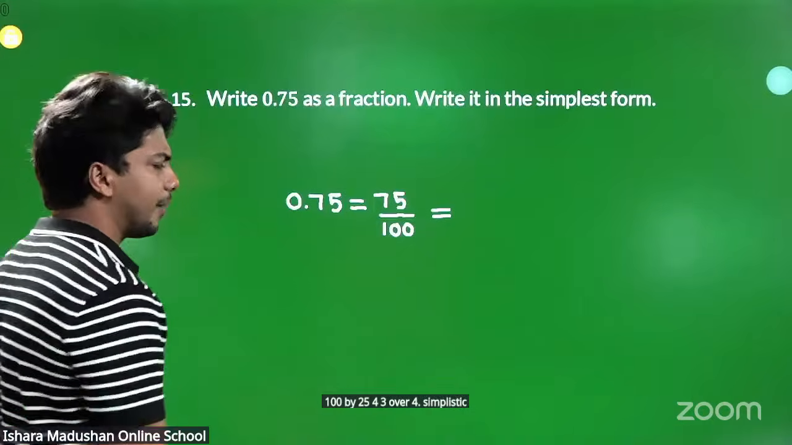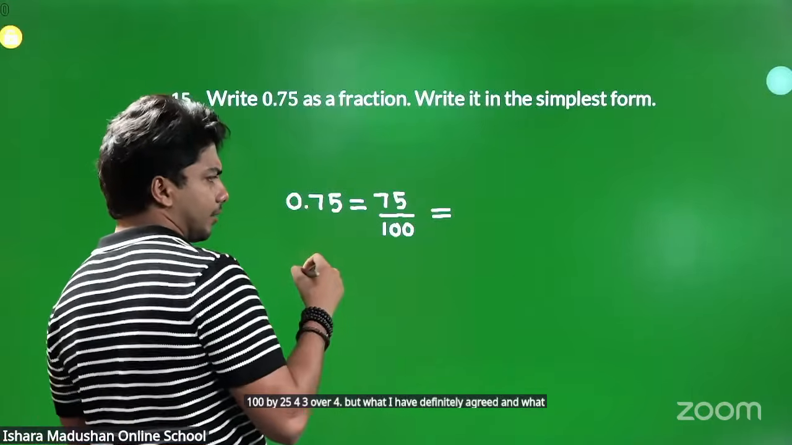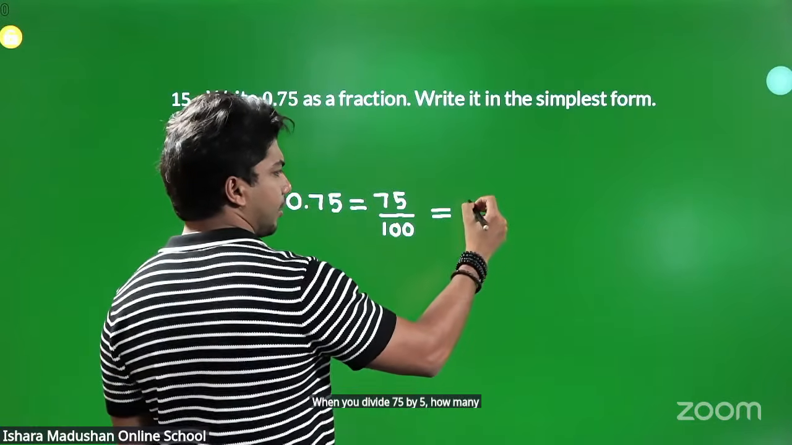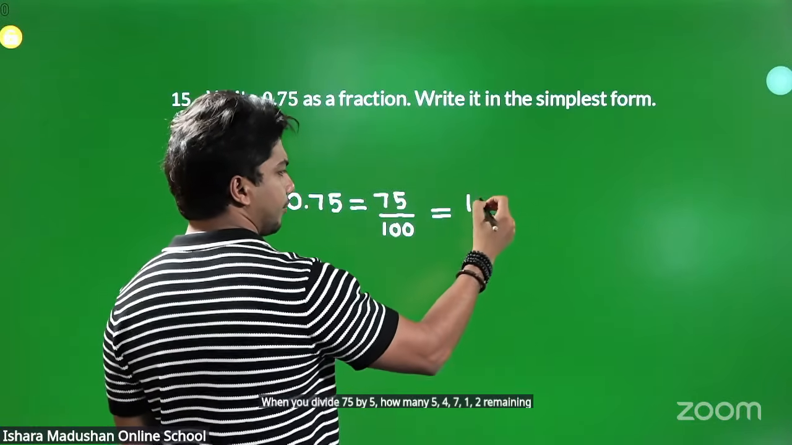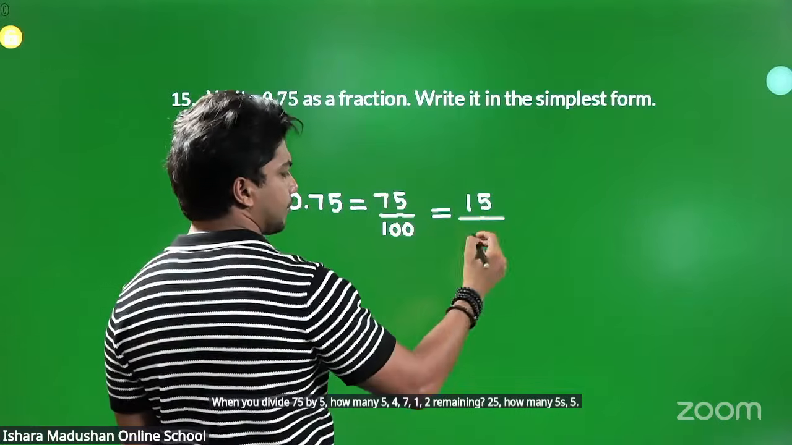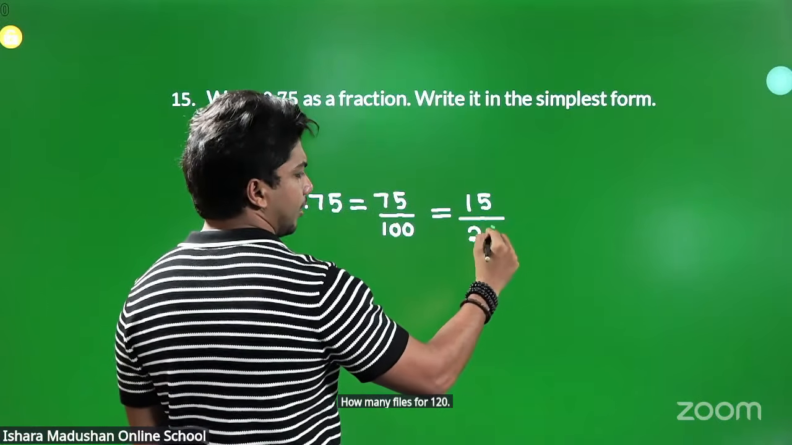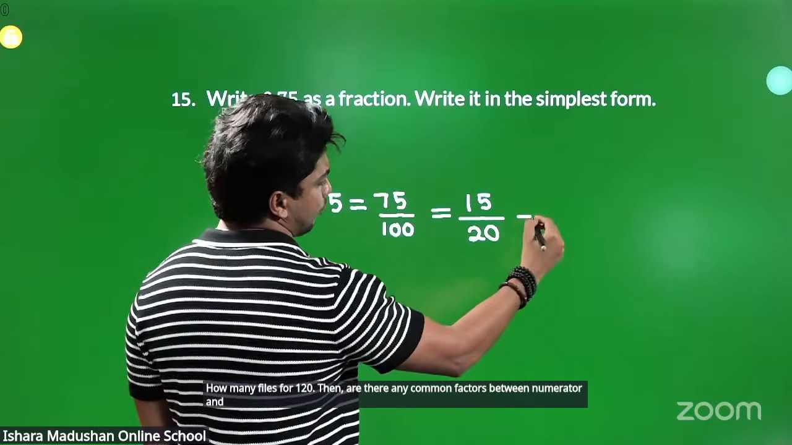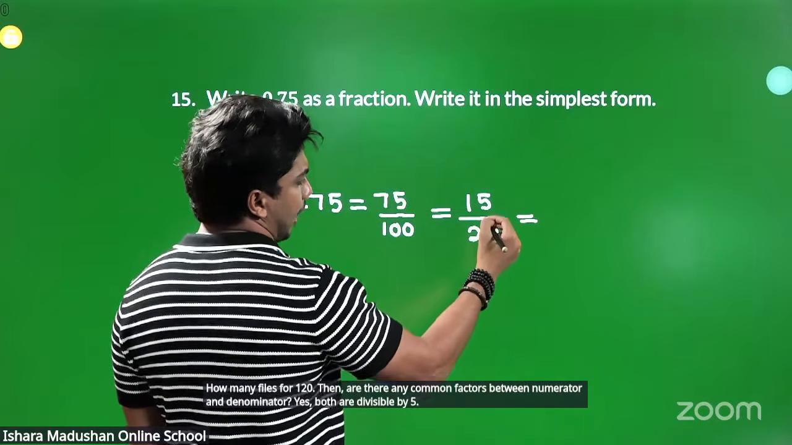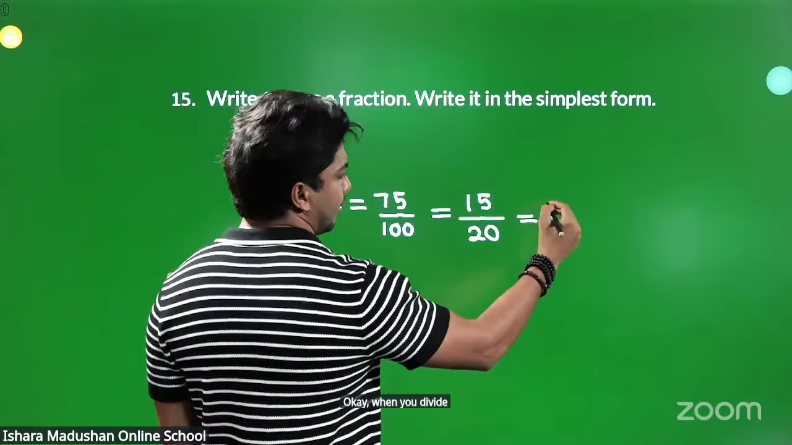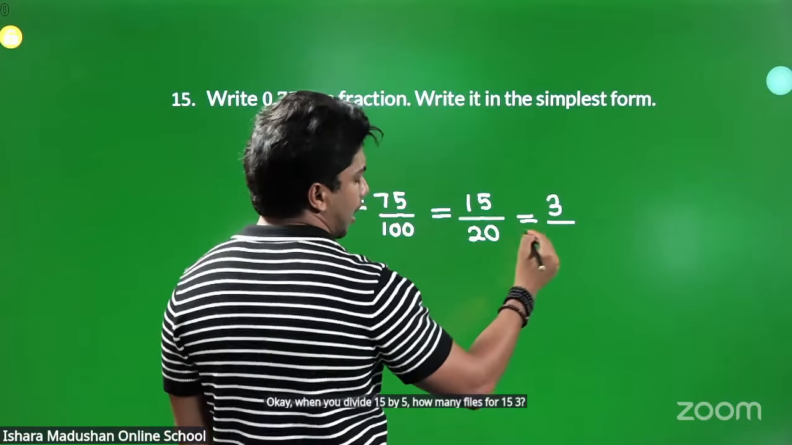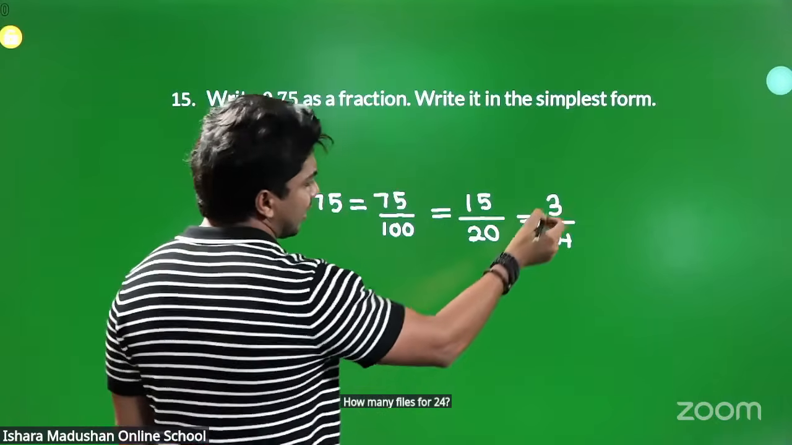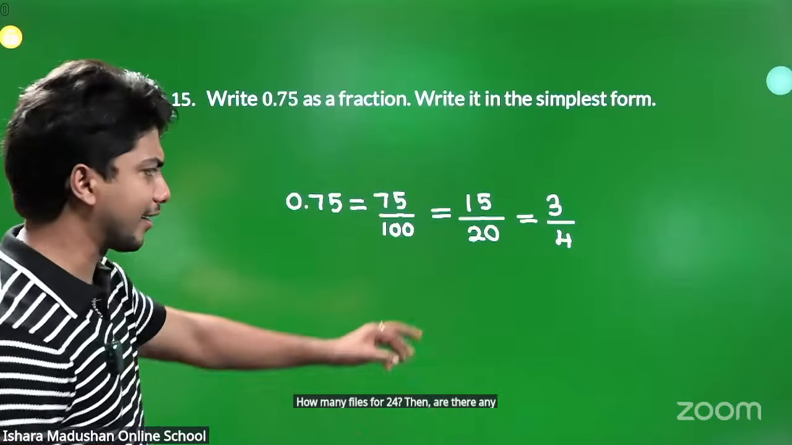Suppose you didn't notice that, and only noticed both are divisible by 5. When you divide 75 by 5, how many 5s for 7? 1, 2 remaining. 25, how many 5s? 5. How many 5s for 100? Then are there any common factors between numerator and denominator? Yes, both are divisible by 5. When you divide 15 by 5, how many 5s for 15? 3. How many 5s for 20? Then are there any common factors between 3 and 4?